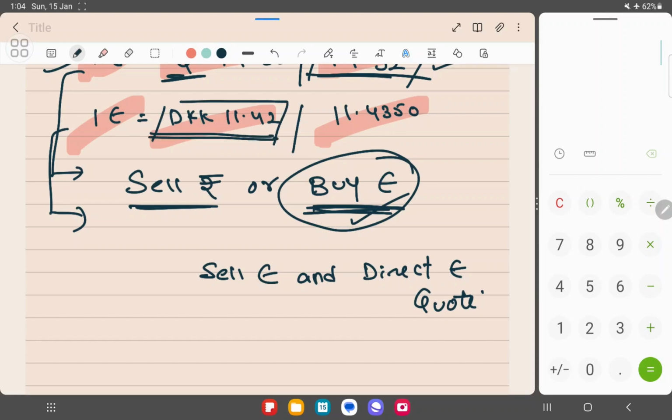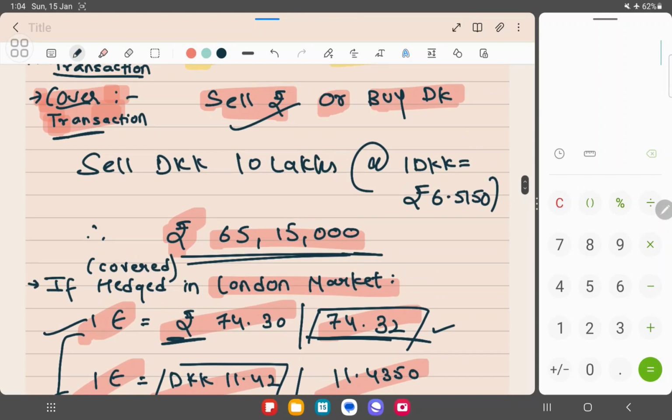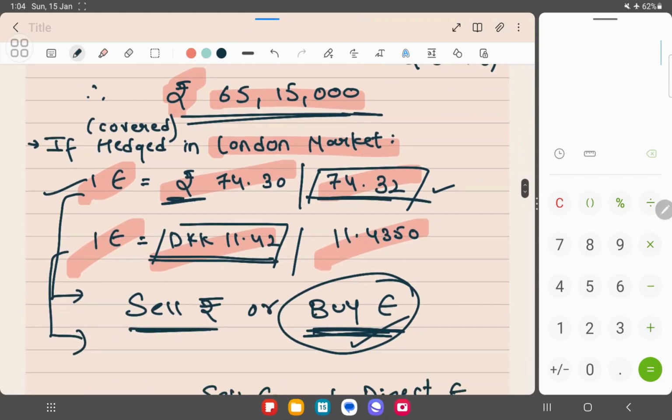Alright, now both these quotes are selected. Once again, just for the flow, last time I'm writing this: initially you had DKK 10 lakh in the question, you are selling it at 6.5150, 1 DKK is equal to rupee 6.5150, so then you have rupee.